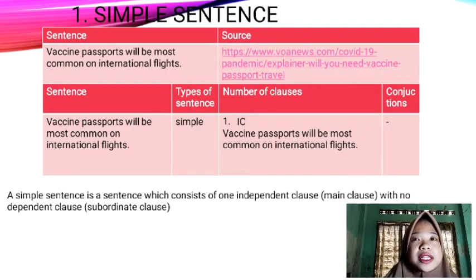Number one, simple sentence. The sentence from the search is: vaccine passport will be most common on international flights. And the type of the sentence is simple. The number of clauses is only one, only an independent clause. Vaccine passport will be most common on international flights. A simple sentence is a sentence which consists of one independent clause, with no dependent clause.